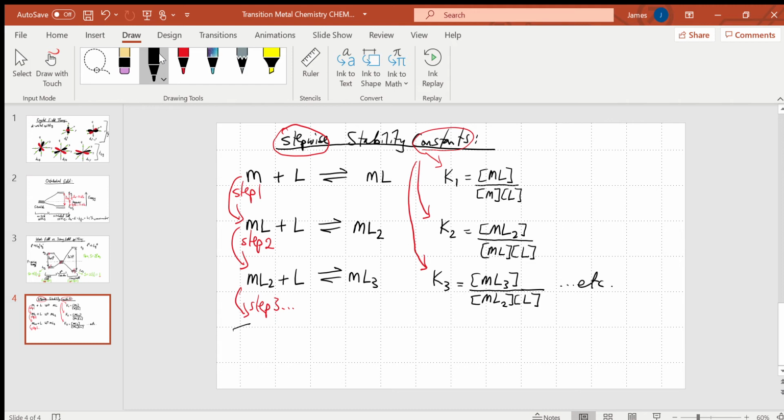Okay, so we've got these stepwise stability constants. Typically, K1 is greater than K2 is greater than K3 is greater than Kn. Typically. Now this is typically the case, and we're going to argue this case based on entropy. So it's an entropy driven process.